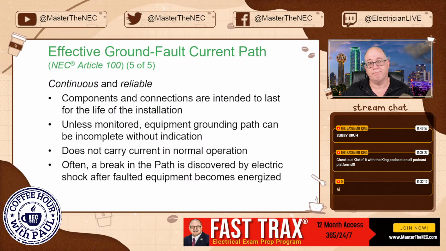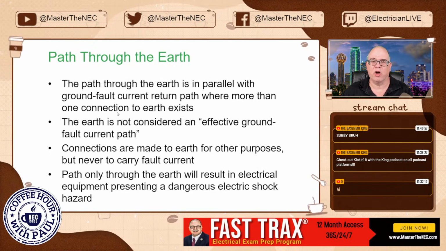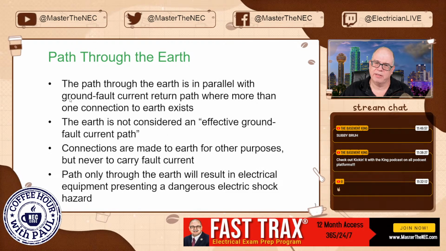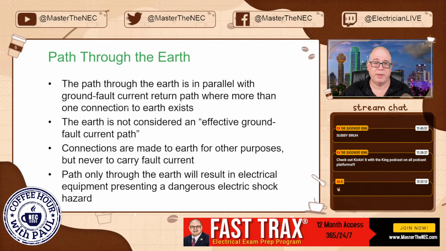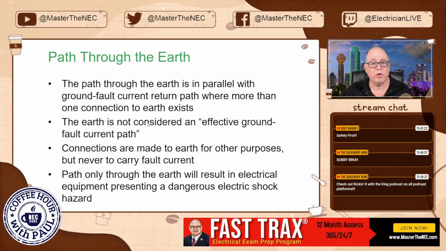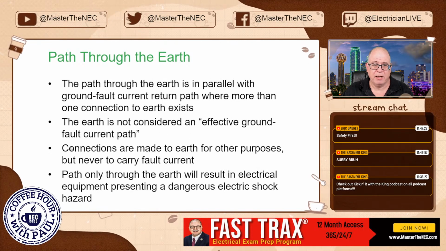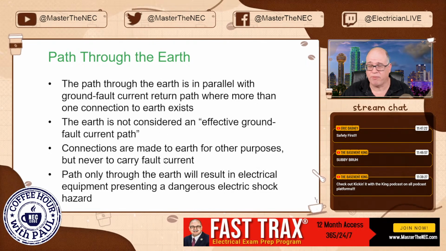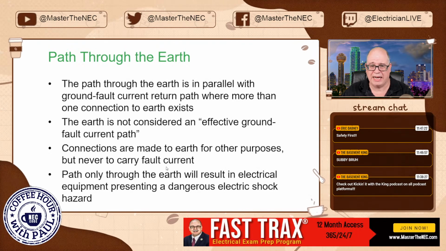Okay? All right. The Earth. You all know this by now. The path through the Earth is in parallel with the ground fault current return path, where more than one path exists, right? The Earth is not considered an effective ground fault current path. The impedance is way too high.